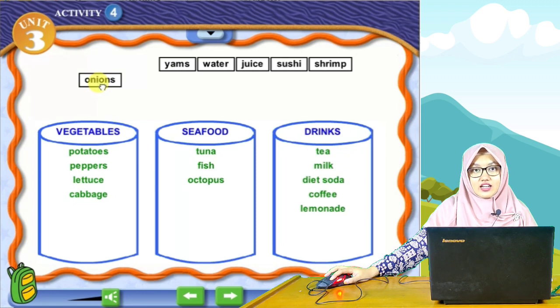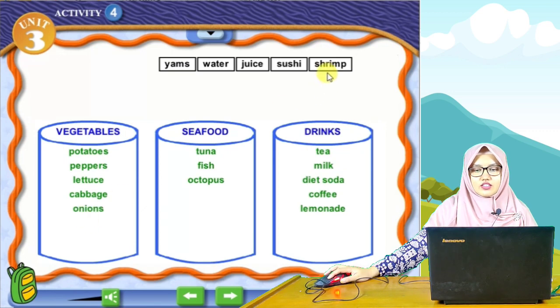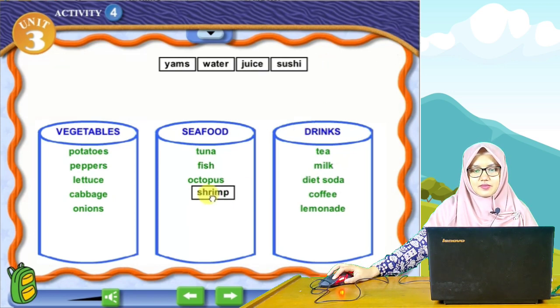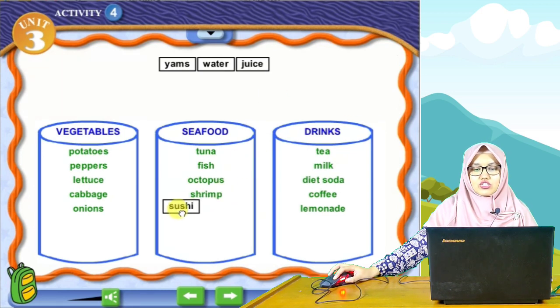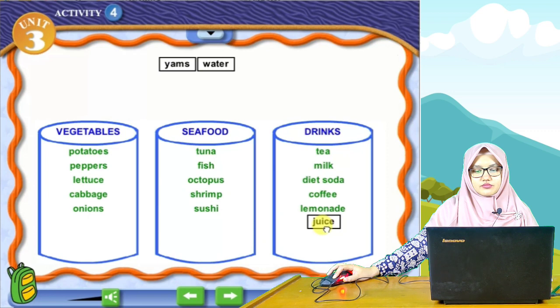Onions, bawang putih. This one, okay. Shrimp. Yuk, one more time. Shrimp. Udang. Sushi. Sushi ya. Makanan yang dimakan mentah itu namanya sushi. Juice. Water. Yams.